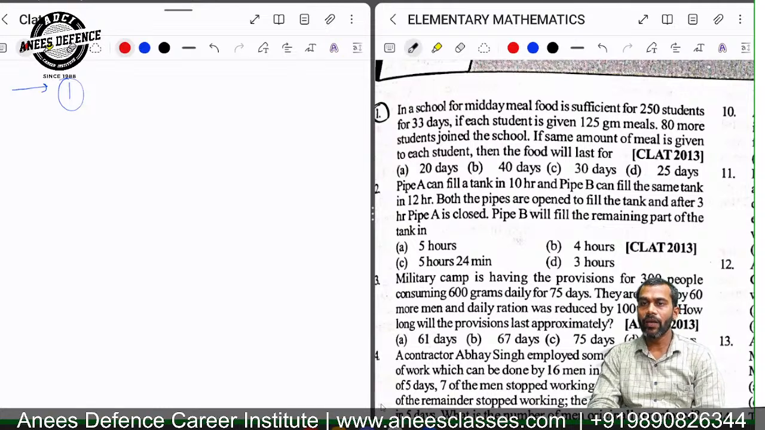Question number one. In a school for midday meal, food is sufficient for 250 students for 33 days. If each student is given 125-gram meals, 80 more students joined the school. If the same amount of meal is given to each student, then the food will last for. Have you understood the question? Please try to solve it. Very easy.